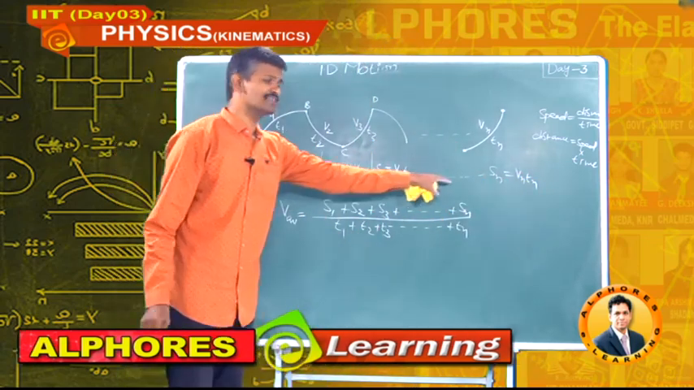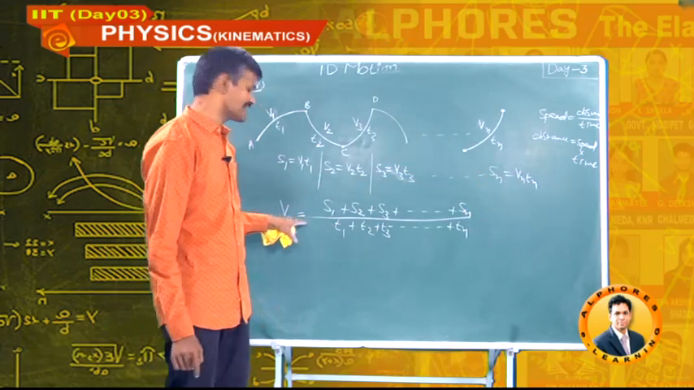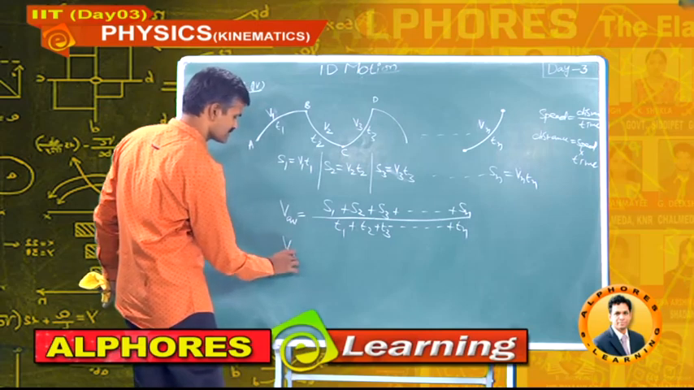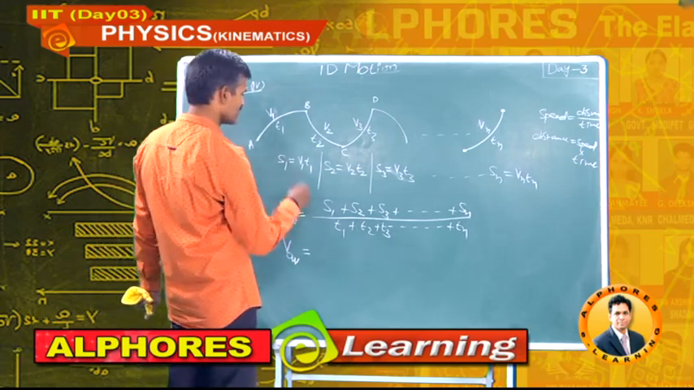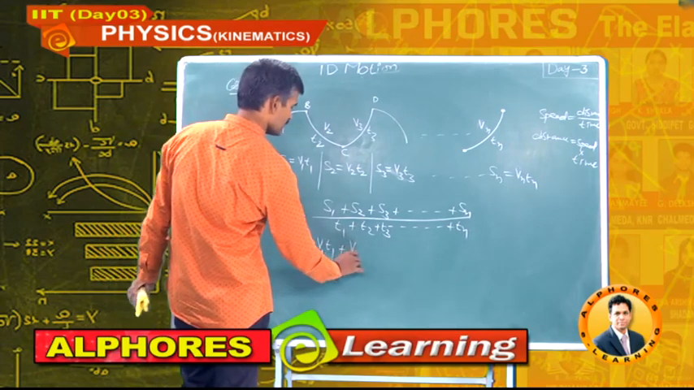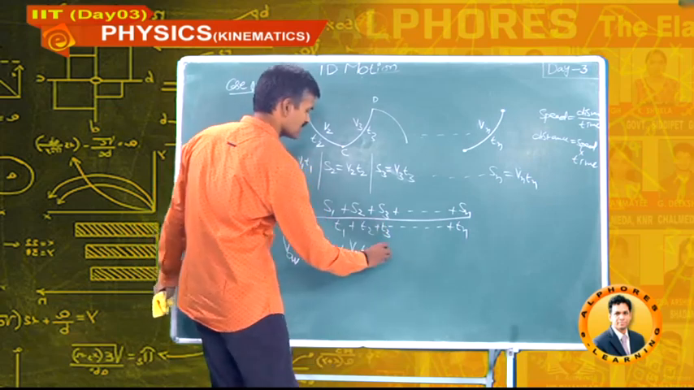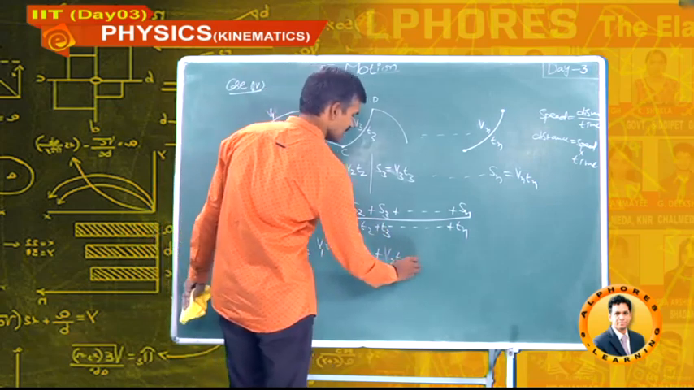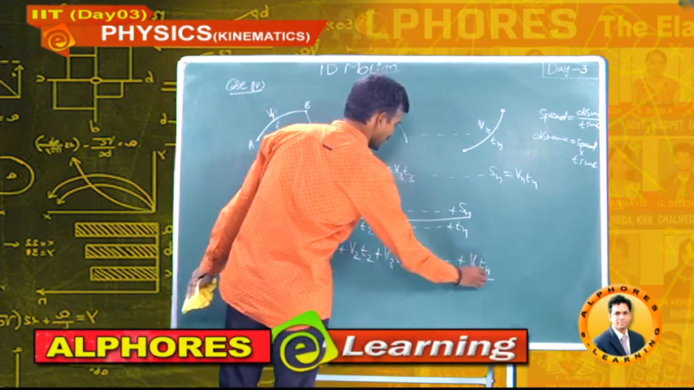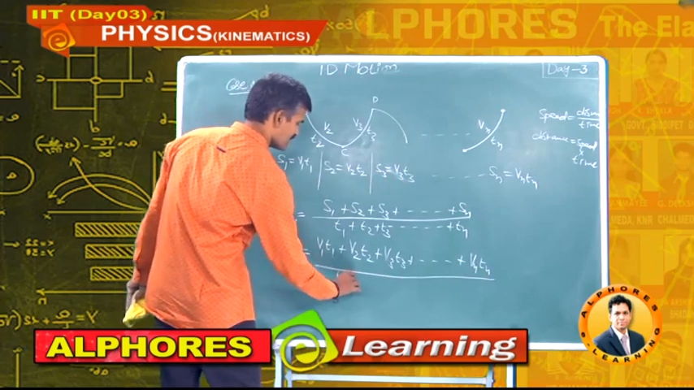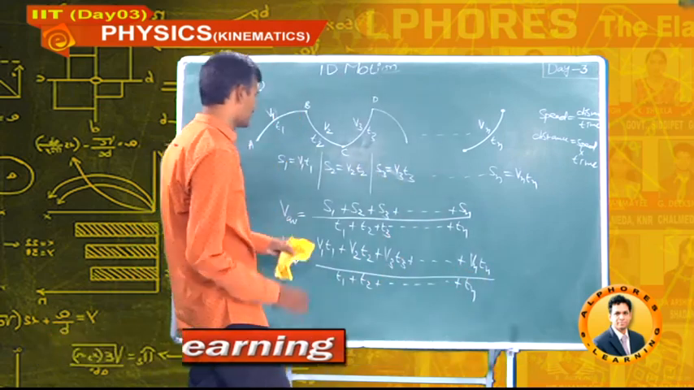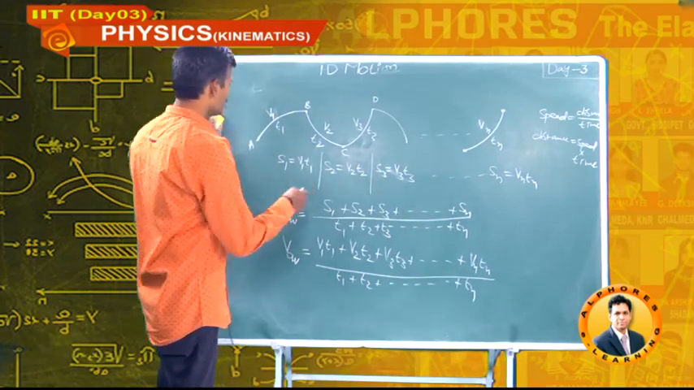So, on substituting these values in the equation, we can get the average speed in this particular case. Our average speed is V1 T1 plus V2 T2 plus V3 T3 and so on plus Vn Tn, by T1 plus T2 plus and so on plus Tn. Okay. Now, I am considering one more case.